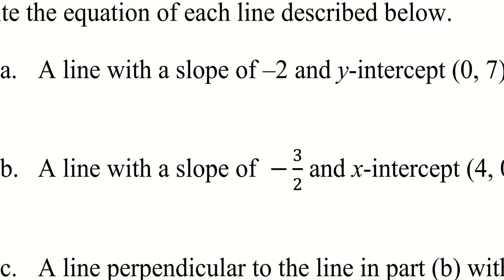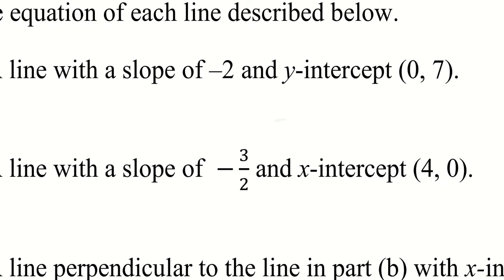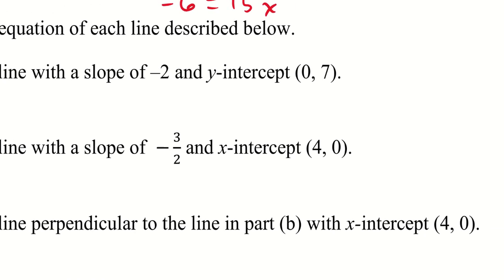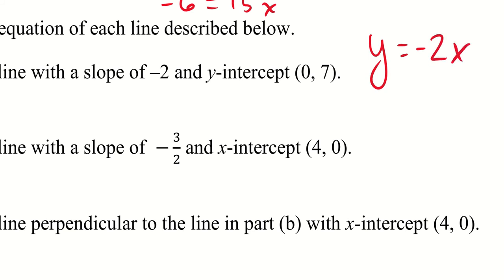The first one says, a line with a slope of negative 2 and a y-intercept of 7. That's fabulous. We know the slope and we know the y-intercept. So if our slope is negative 2, I'm just going to plug that in for the slope, right? Y equals negative 2 times x. And we know our y-intercept is at plus 7, right?